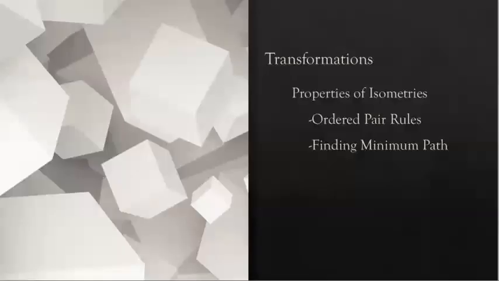So we're talking about transformations, and today we're going to talk about properties of isometries. Remember, an isometry is a transformation where we keep the same size and shape. So we're going to talk about ordered pair rules and finding the minimum path.